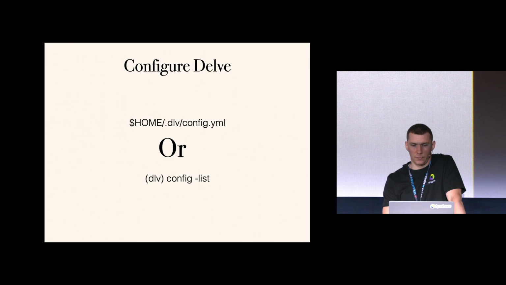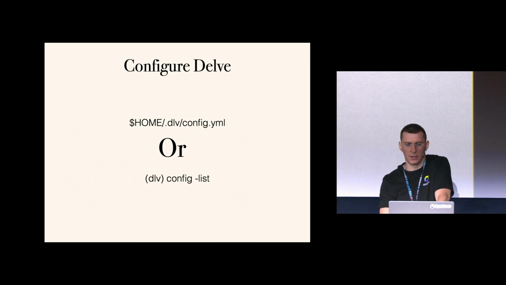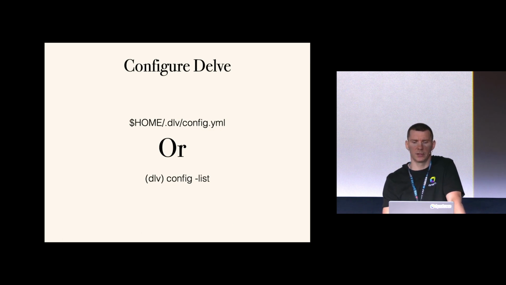There are also a few words to say about configuring Delve. You can list all options. We are reading a YAML file, or you can just print config-list inside a debugging session, and it will print all your options. One interesting option you can change is the length of the string output, because from time to time, if you print some long strings, Delve will make them shorter, which is not useful sometimes.